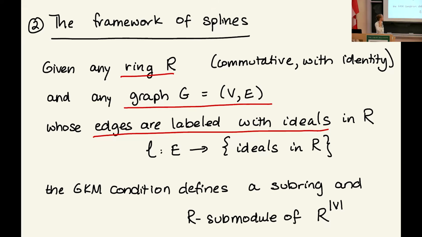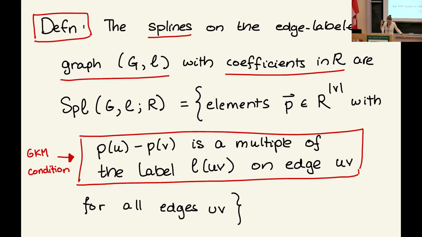So the framework for splines is actually any ring, I'll say commutative with identity because otherwise my head will explode. Any graph, just vertices and edges. And I want the edges to be labeled with ideals in the ring, so each edge has an ideal on it. Then what the GKM condition is doing is defining both a subring and an R-submodule of the collection of elements of the ring, one for each vertex.